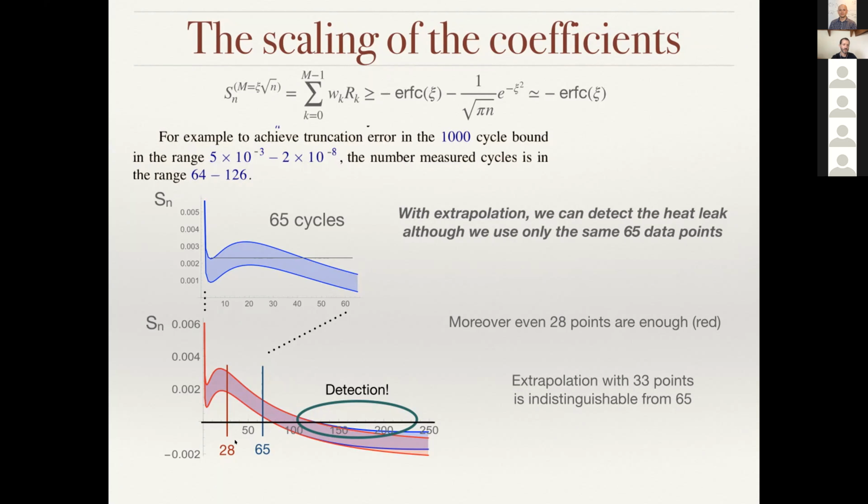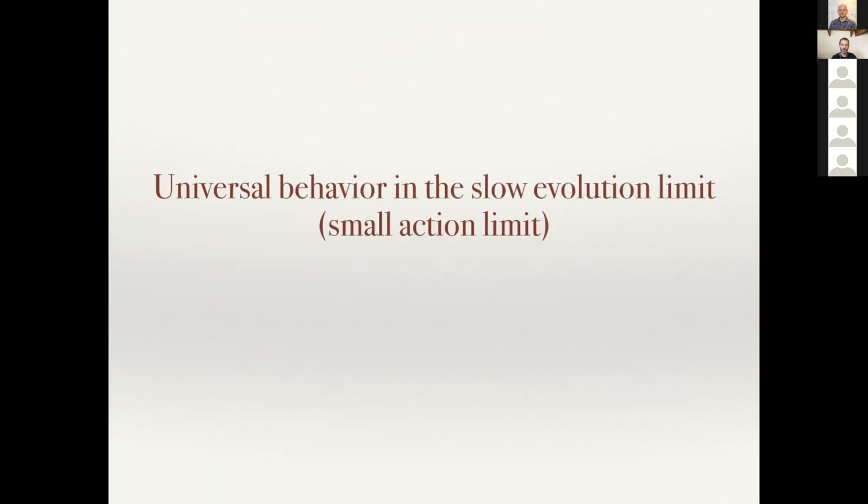And even if we use just 28 points, this is what you see in the red band, then in this regime, the deviation is not observable. So one can actually use fewer points than what one initially estimates. Now I want to talk about the second finding, which is this universal behavior in the small action limit.